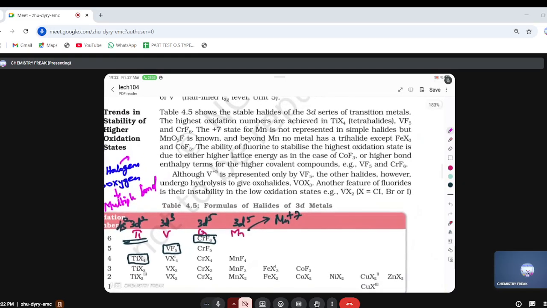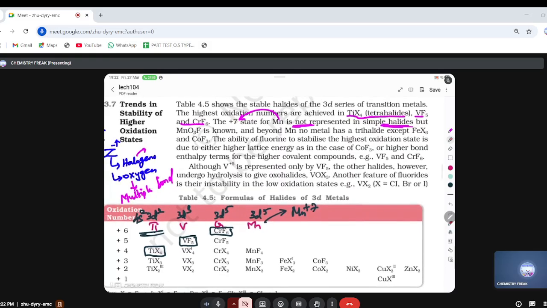Now look here. For titanium the maximum charge can be plus 4, vanadium plus 5, chromium plus 6. But manganese plus 7 is not present with halides. Mn plus 7 is not present with halides. It is present with oxygen. Why is it present with oxygen? Because oxygen can form double bonds, multiple bonds.